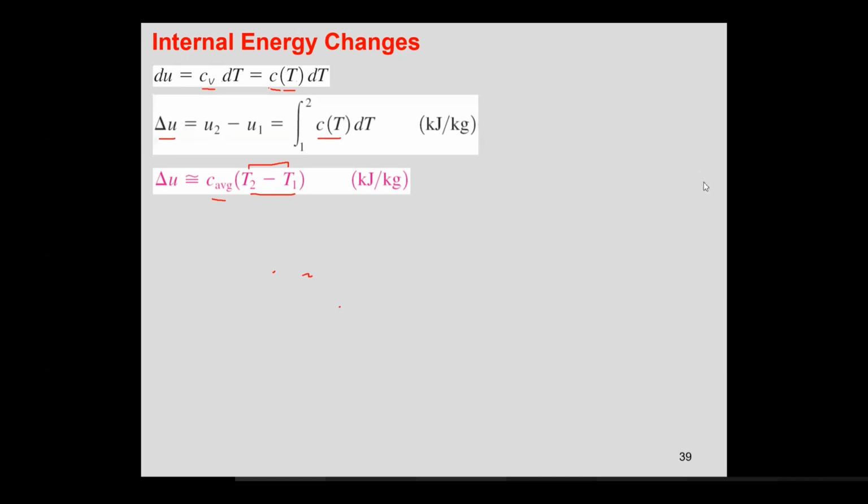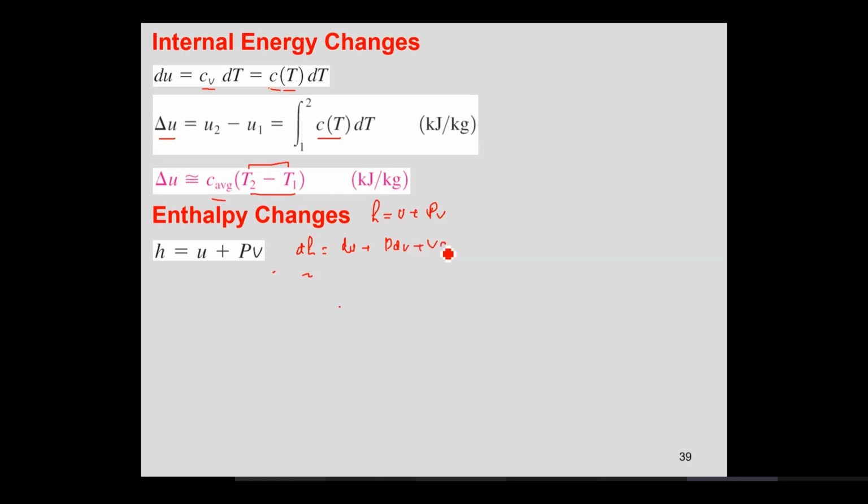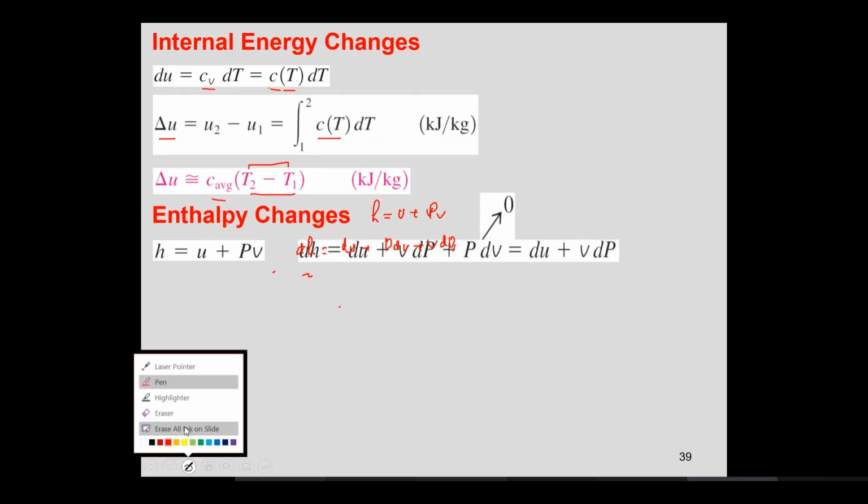Moving on towards the enthalpy. The enthalpy is defined as H is defined essentially as U plus PV, and this is the enthalpy equation. So dH, or change in enthalpy, would essentially be dU plus PdV plus VdP. This is the equation for change in enthalpy.